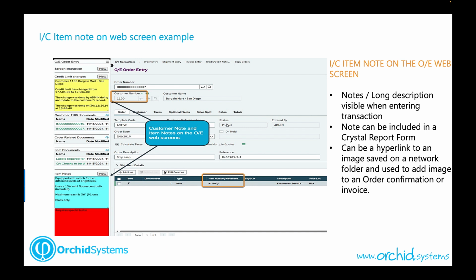That note can be included in a Crystal Report form, your order confirmation, your invoice, and it can even be a hyperlink to an image saved where the path to that image is saved in a note. And then you can use this to add the image to the order confirmation or the invoice. So there's a lot of possibilities there to further enhance how you use the order entry.